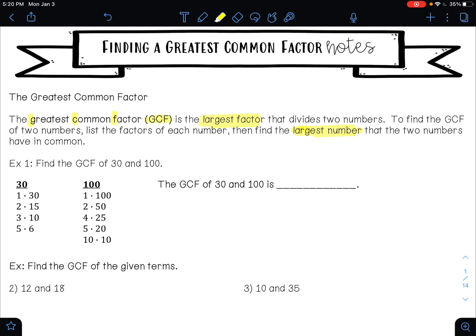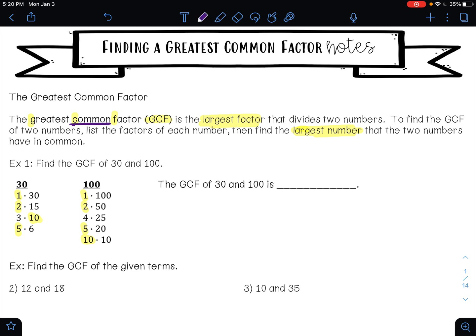In example 1, it says find the GCF of 30 and 100. You'll see here that we have listed out the factors of 30 and the factors of 100. The factors are the numbers that multiply to 30, or the factors of 100 are the numbers that multiply to 100. Let's see what numbers they have in common, because we want to find a common factor, something that's the same. They both have 1 as a factor. They both have 2. They both have 5. They both have 10. And it looks like those are the only numbers that they have in common.